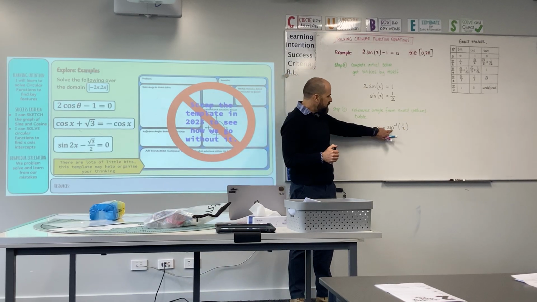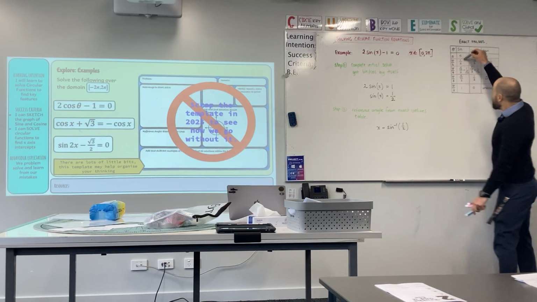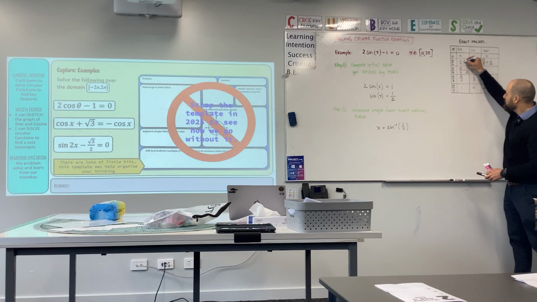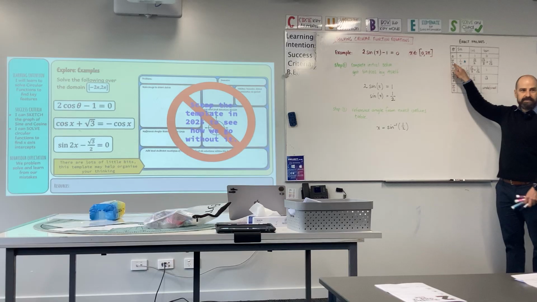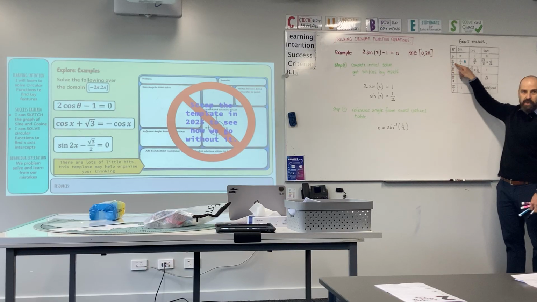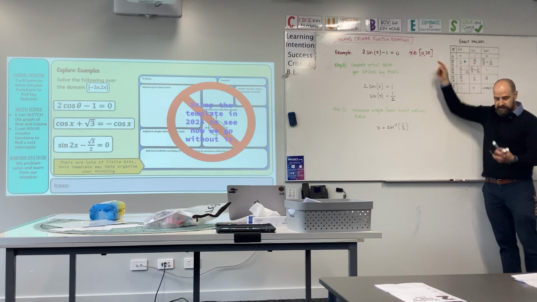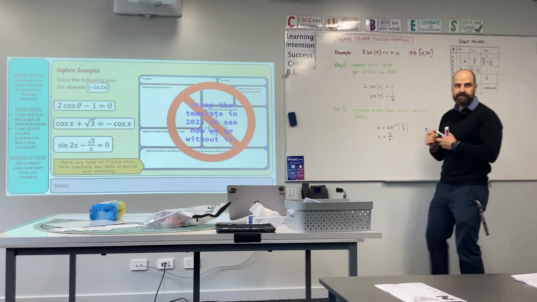What's the inverse of sine? What's the opposite of sine? When is sine equal to a half? I go to my exact values table, I find a half, here's sine is equal to a half. What angle gave me sine is equal to a half? 30 degrees, or we're working in radians, pi on 6. I'm going to try and work in radians because the question was in radians, okay? So my reference angle is pi on 6.